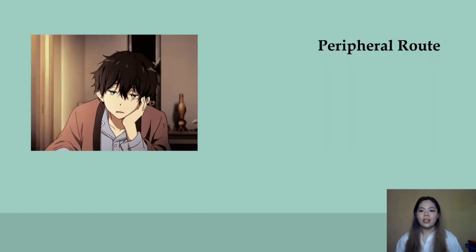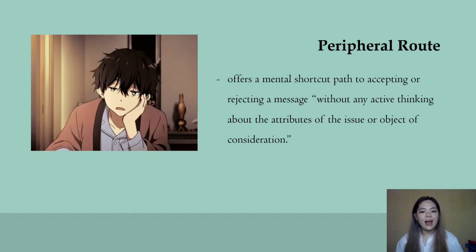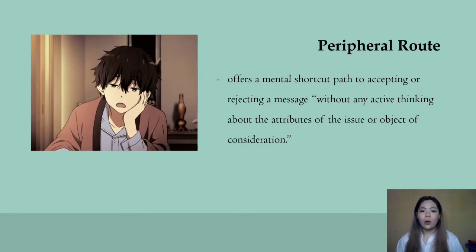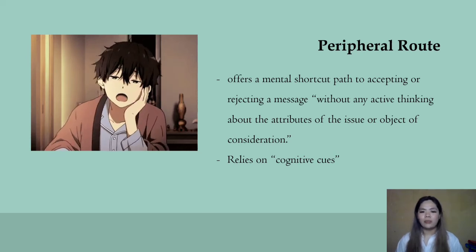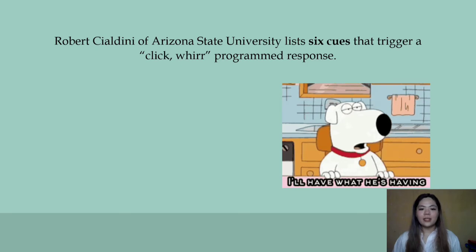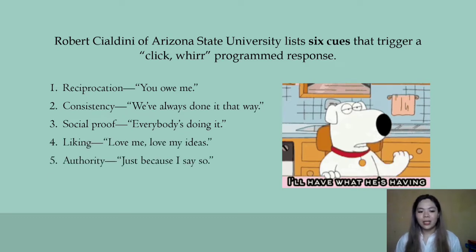In contrast to this, the peripheral route offers a mental shortcut to accepting or rejecting a message without any active thinking about the attributes of the issue or object of consideration. So you see, with the central route, there is active thinking involved, while with the peripheral route, there is only reliance on the cognitive cues that will help them make quick decisions. Now, what are these cognitive cues? Robert Cialdini of Arizona State University lists six cues that trigger a click and whirr program response. So first is reciprocation, second is consistency, third is social proof, fourth is liking, fifth is authority, and last but not the least, scarcity.